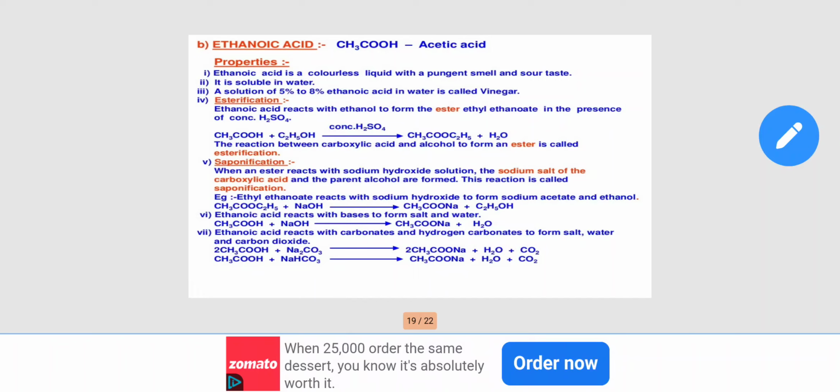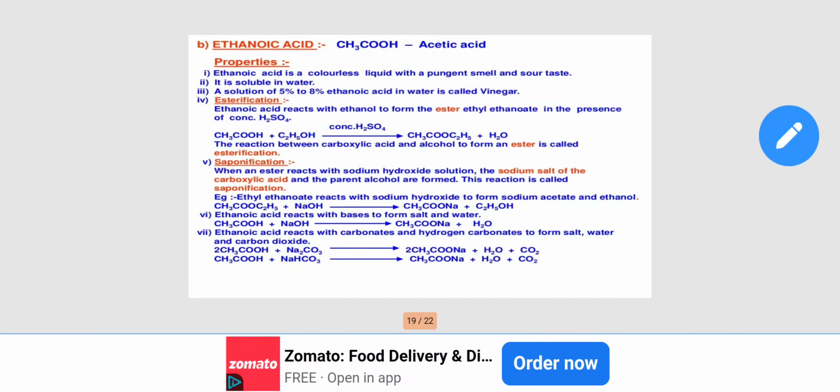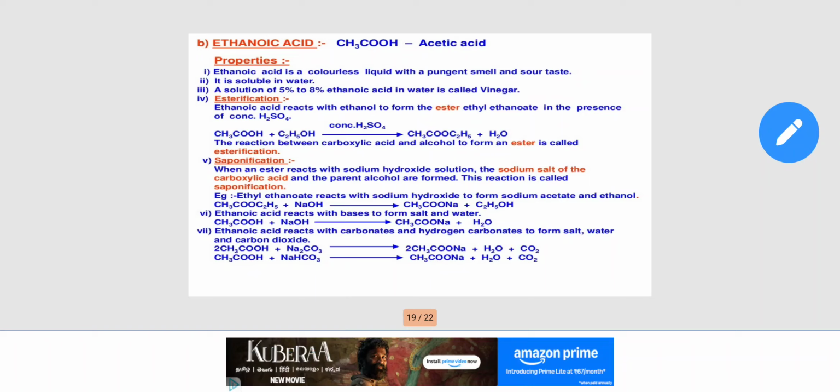Next, ethanoic acid. It reacts with metals, bases, and carbonates also. In its properties, ethanoic acid is a colorless liquid with a pungent smell. It is soluble in water also. A solution of 5% to 8% ethanoic acid in water is called vinegar.